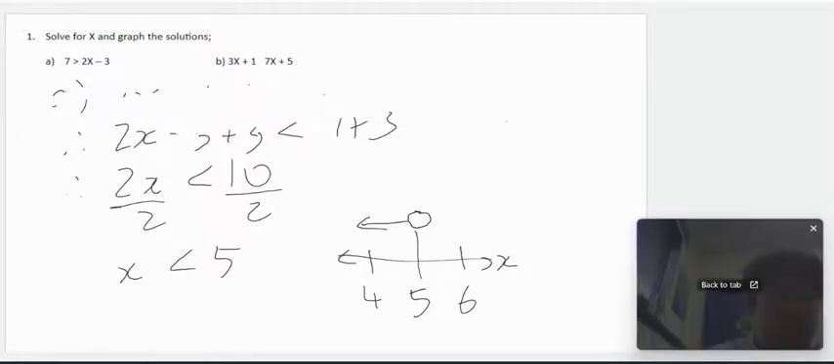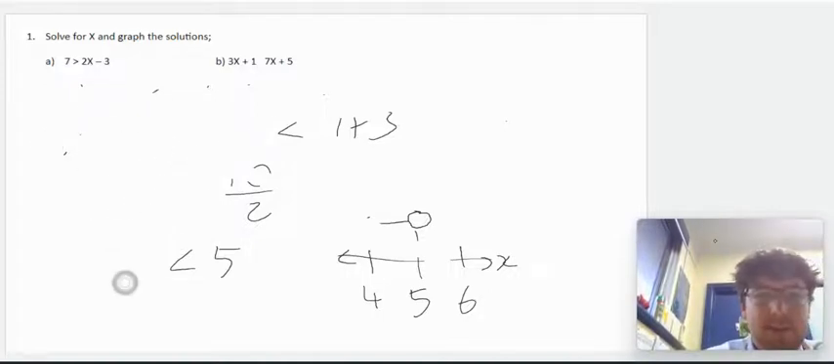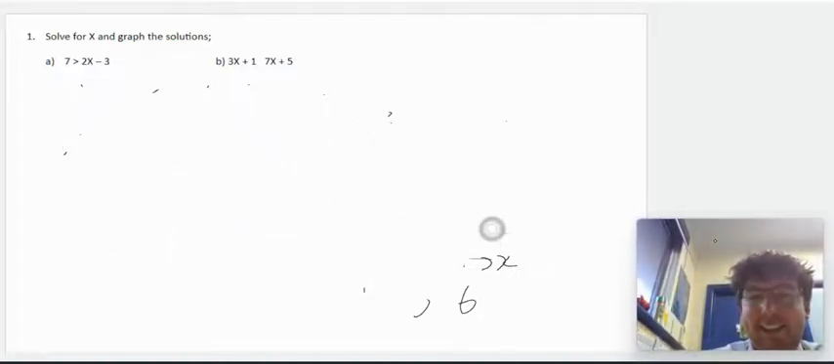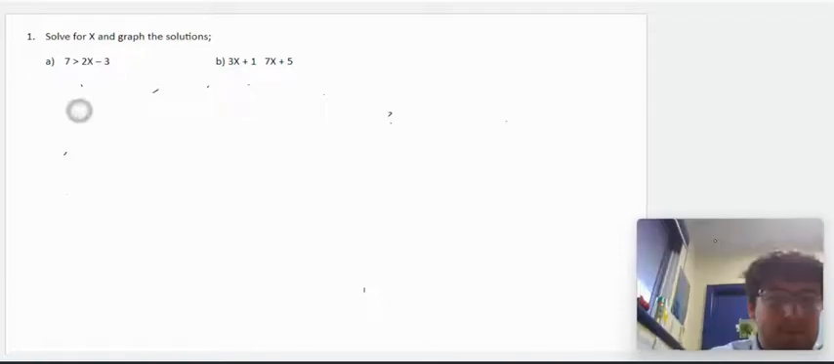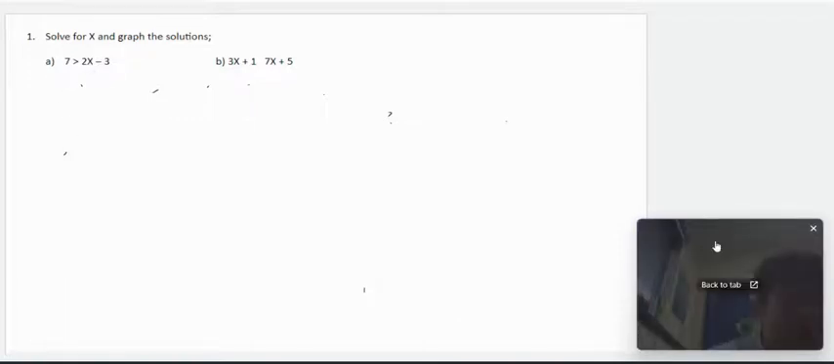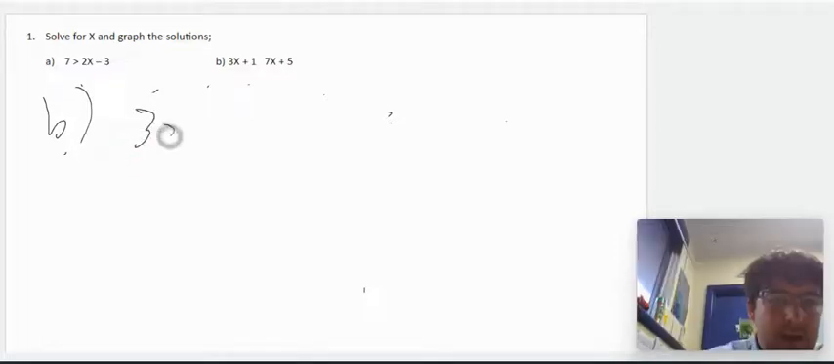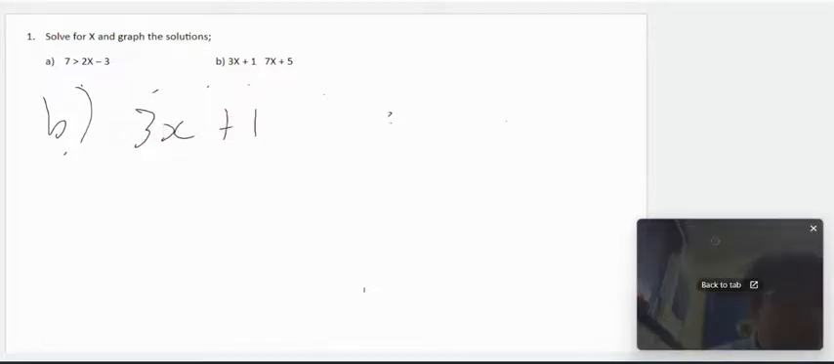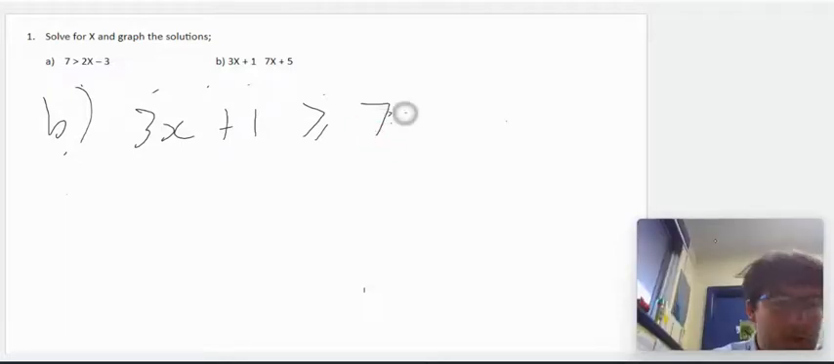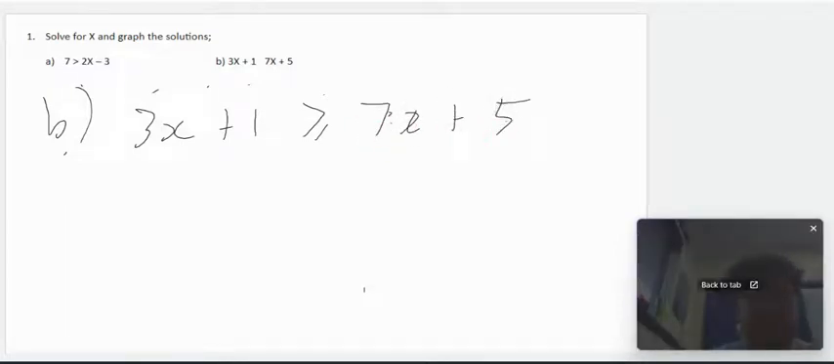So let's go to question B. If I can just erase everything. There's not a way I can erase everything. I'm going to have to do this. Sorry about that. All right, here's question B. It hasn't shown up nicely on mine here. It's 3x plus 1 greater than or equal to 7x plus 5.